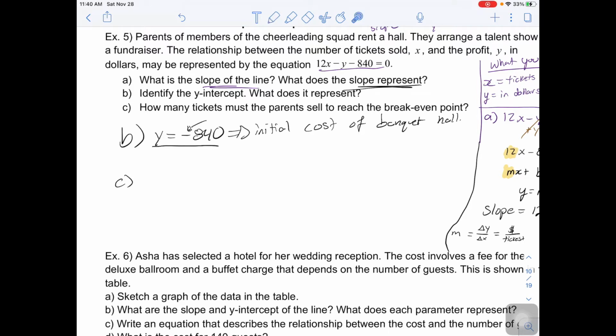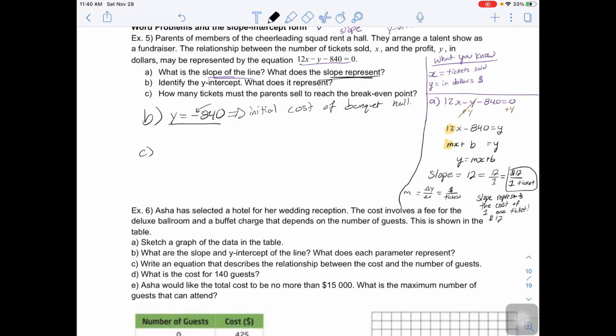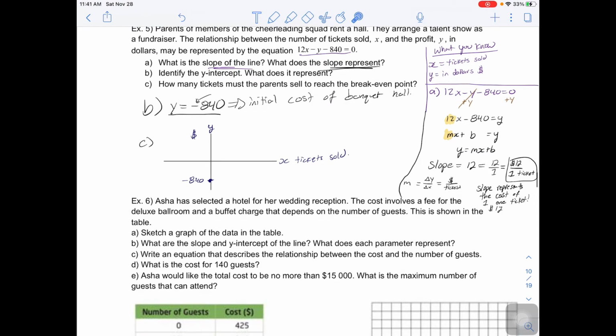So for C, how many tickets must the parents sell to break even? Well, what I'm going to do is draw a really rough graph of this thing. Okay. And here we're at negative 840. So that's our y-intercept. And remember, our y values represent the amount of money we made. Our x values are tickets sold. Now, if you think about it, in order to break even, we need to have our y be 0, because anything above 0 is what we're making. If we're below 0, we're actually losing money. So we've lost money if we sold no tickets.